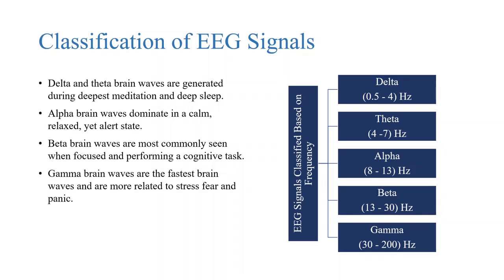Coming to alpha waves, they range from 8 to 13 hertz, and these brainwaves dominate in a calm, relaxed yet alert state. Beta brainwaves range from 13 to 30 hertz. These brainwaves are most commonly seen when focused and performing a cognitive task. Gamma brainwaves range from 30 to 200 hertz. These brainwaves are the fastest brainwaves and are more related to stress, fear, and panic.